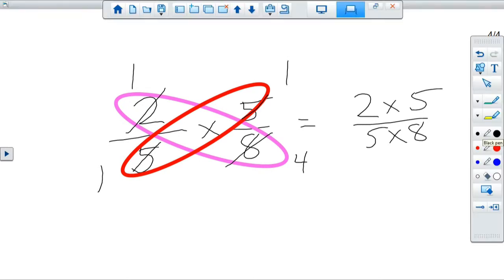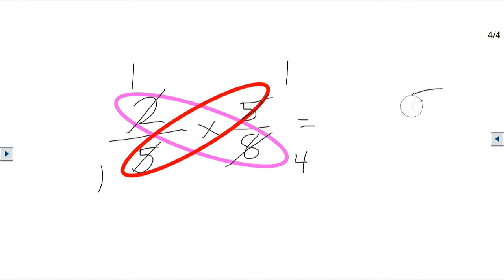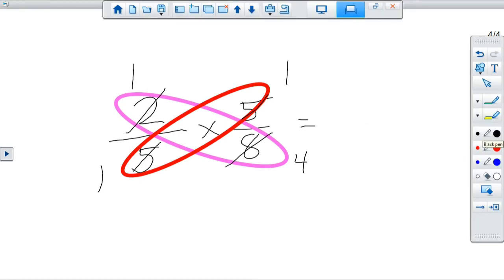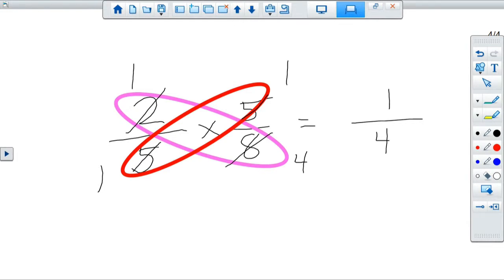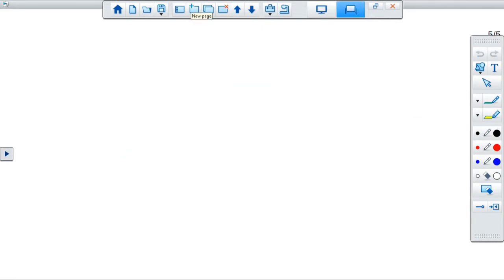Now I can multiply. If you do this correctly, you're basically simplifying before you multiply, so it's usually easier because the numbers are smaller before you multiply than after. So 1 times 1 is 1, 1 times 4 is 4, and we end up with 1/4. So we can cross reduce before we multiply to save ourselves some time simplifying at the end.